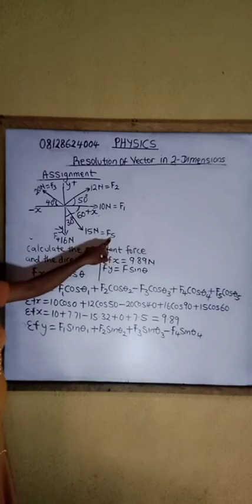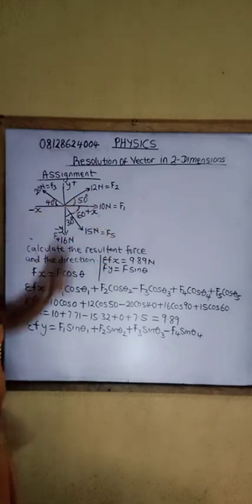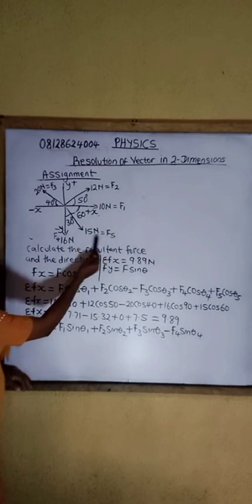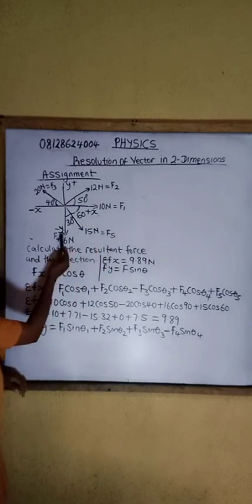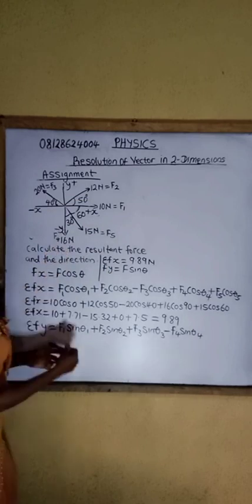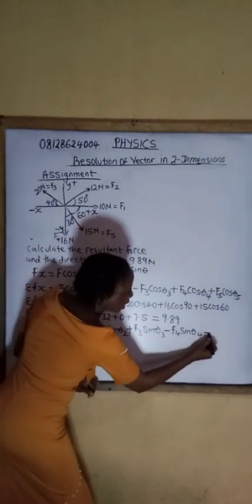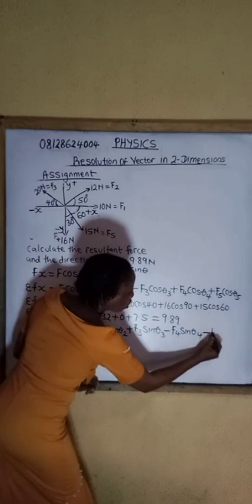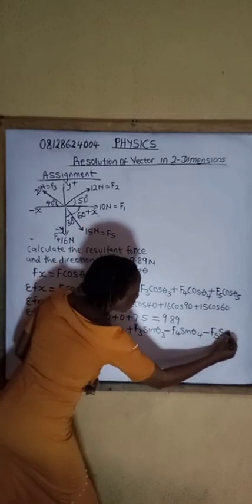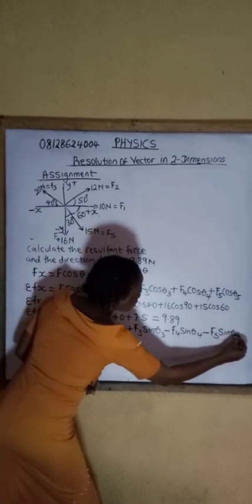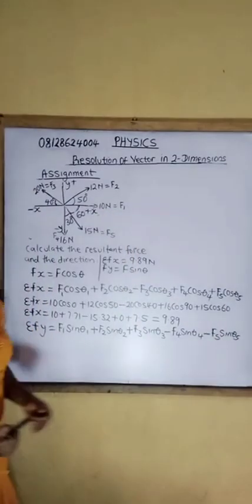Let's move to F5. We are going to trace this F5 towards the y direction. Towards this y direction is negative. So the sign there will be minus F5 sine theta 5.